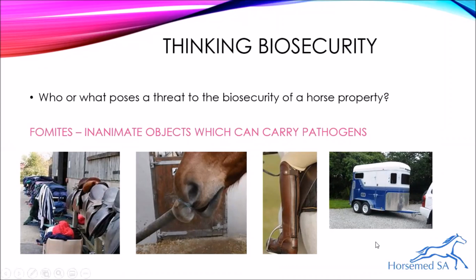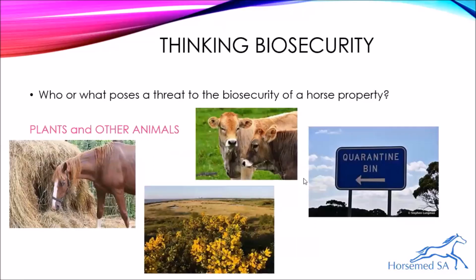So any of these inanimate objects that come into contact with horses are a potential way of threatening your biosecurity. The last one I put on here is plants and other animals. The number one way to bring weeds onto a horse property is via hay. I hate lecturing people about hay because I know how hard it is to get hay. Sometimes you just have to get what you can get.